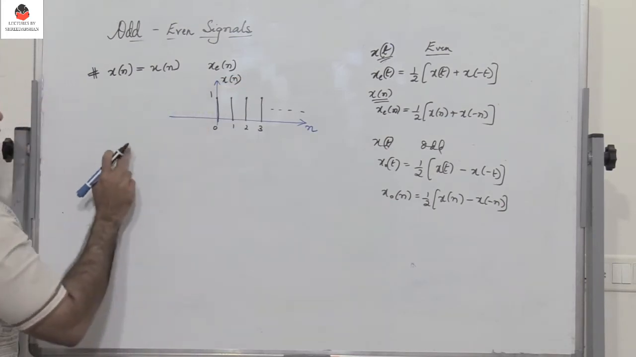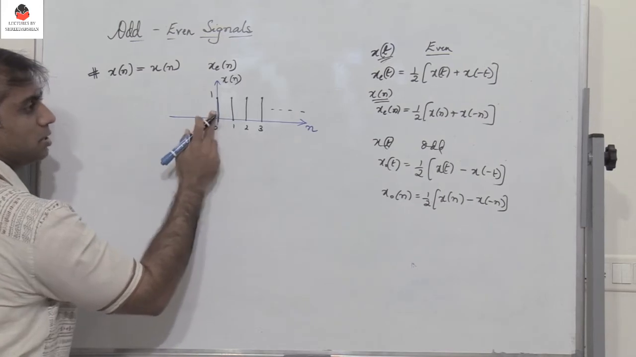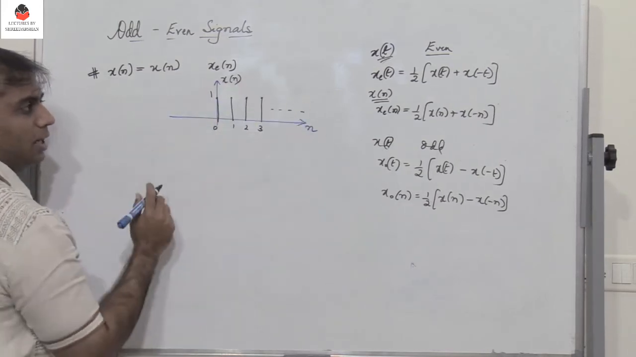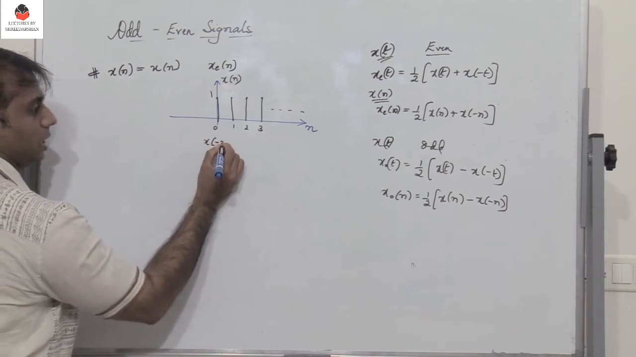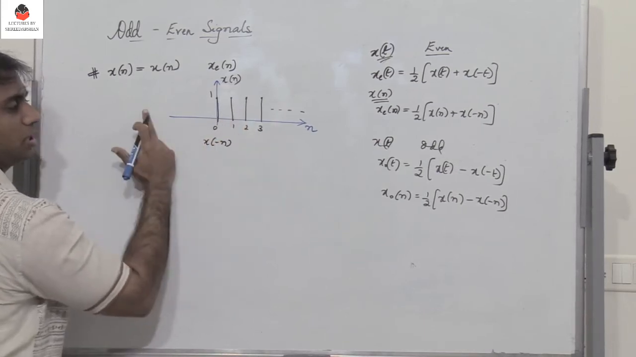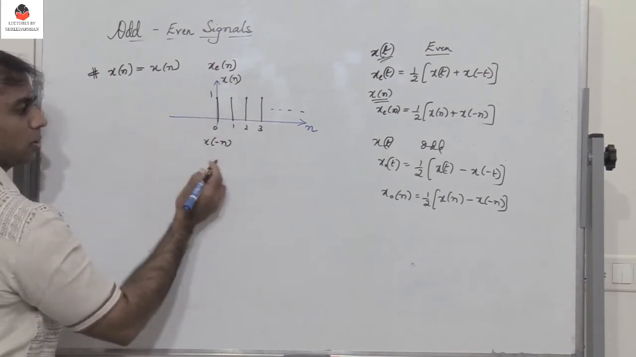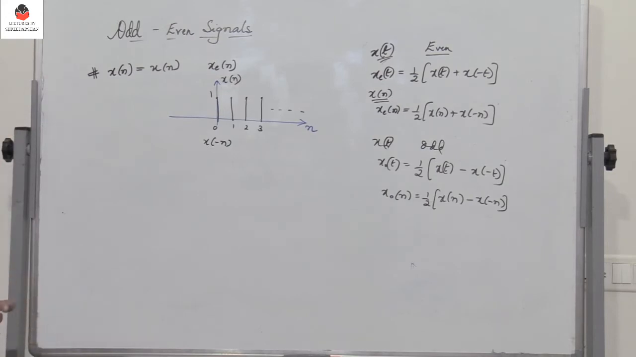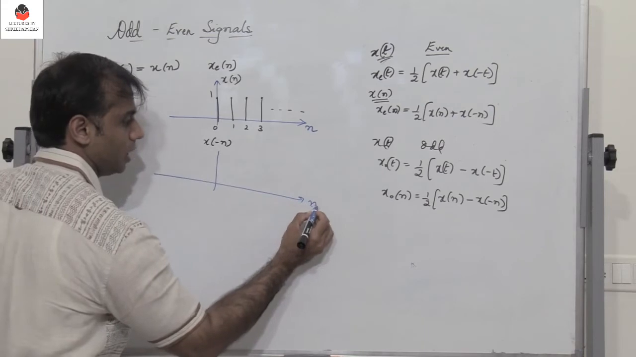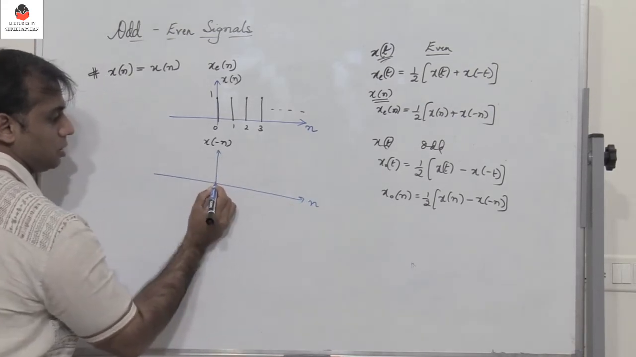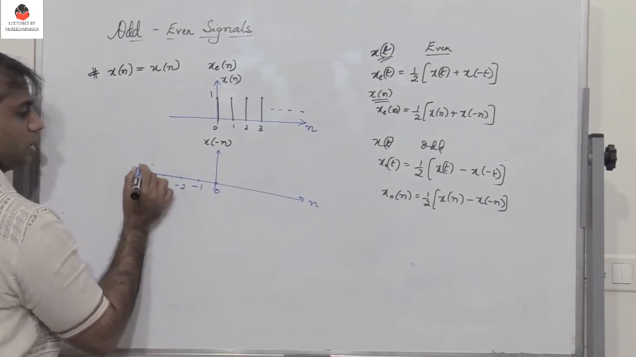To find x e of n, I need x of n and I have to add x of n with x of minus n. So x of minus n is nothing but x of n which has been folded along the vertical axis. So how do I obtain x of minus n? So you have the value of n: 0, minus 1, minus 2, minus 3 and so on.